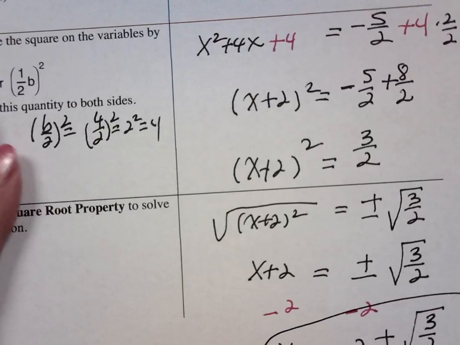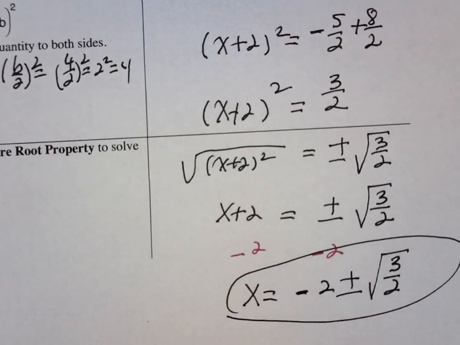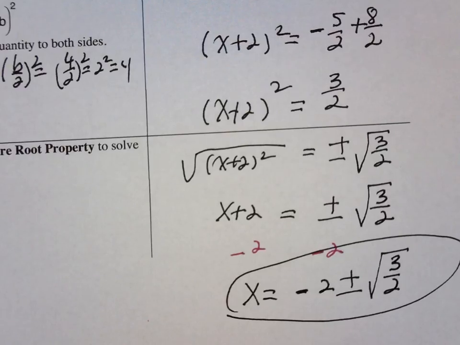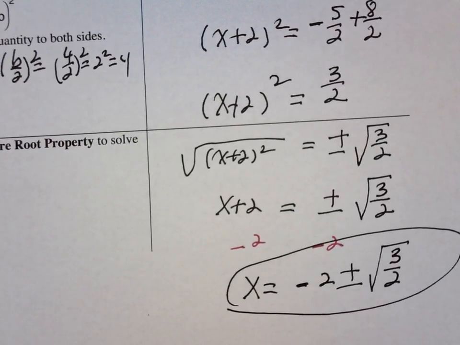Now that's a perfectly good answer, but do you think your book has that answer? What do you think they do? Well, they could do it in decimal form. That's another way around this little problem that we have. But the problem we have is this.